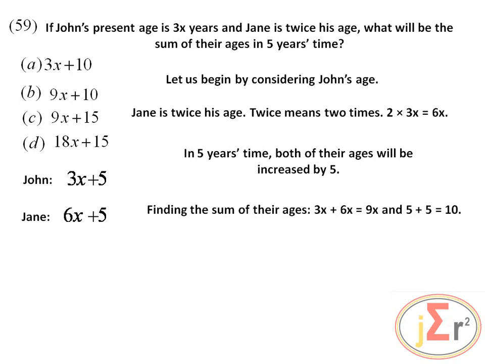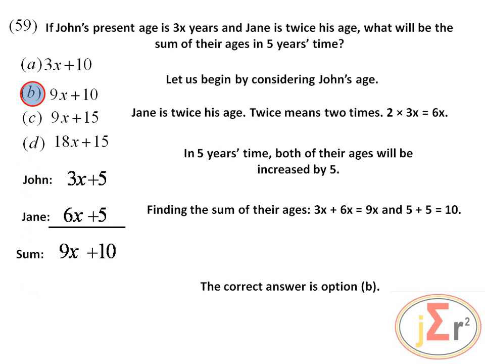So now we'll finish up by finding the sum of their ages. 3x plus 6x is equal to 9x, and 5 plus 5 is equal to 10. We add the 3x with 6x, we get 9x, and then we get 10 when we add these numbers. The correct answer is option B. Right there.